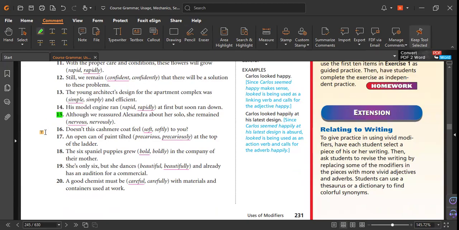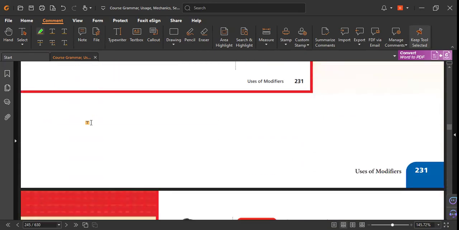Number 15: "Although we assured Alexandra about her salary, she remained..." The "she" refers to Alexandra. "Remained" here is a common linking verb, because I mean she is nervous. So it takes an adjective, not an adverb. In the exam, if you find the adverb, it's wrong, because "she" refers to Alexandra, and Alexandra is a noun, so the modifier must be an adjective, because an adjective modifies a noun. So this is a simple one.